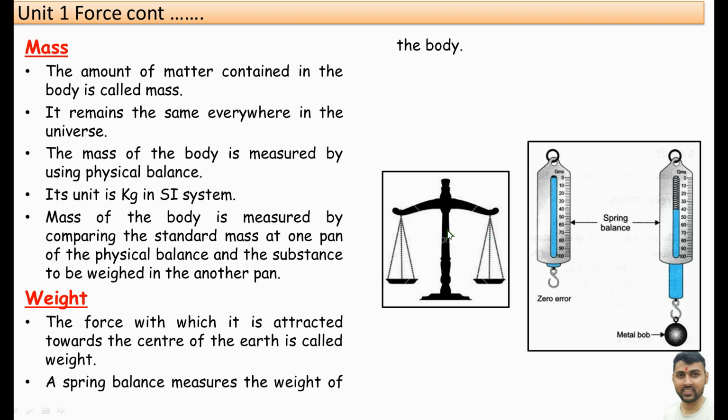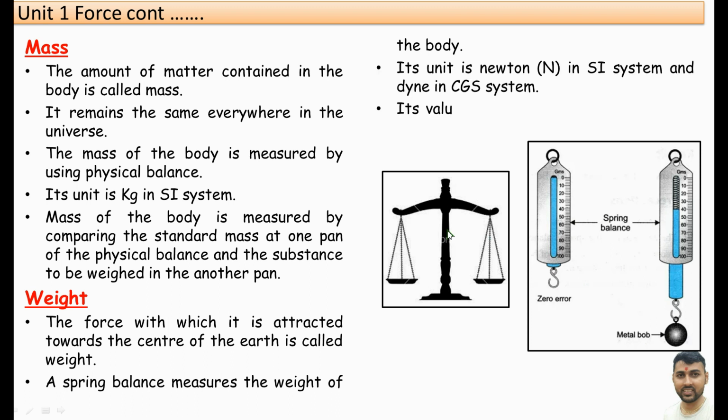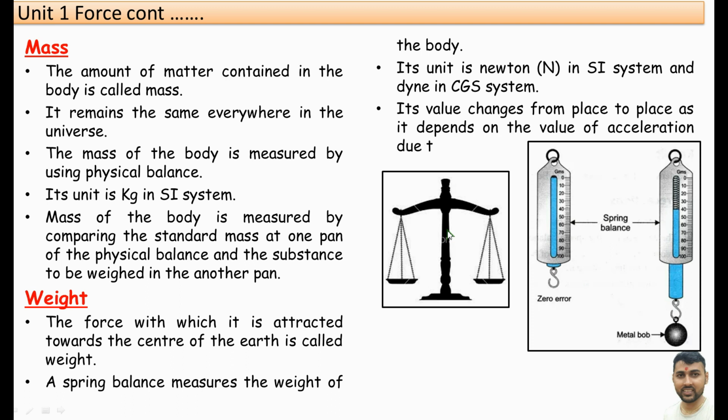Weight is the force with which a body is attracted towards the center of the earth. A spring balance measures the weight of the body. I already told you that the spring balance is responsible for measuring the weight of the body, and the beam balance is responsible for measuring the mass of the body.